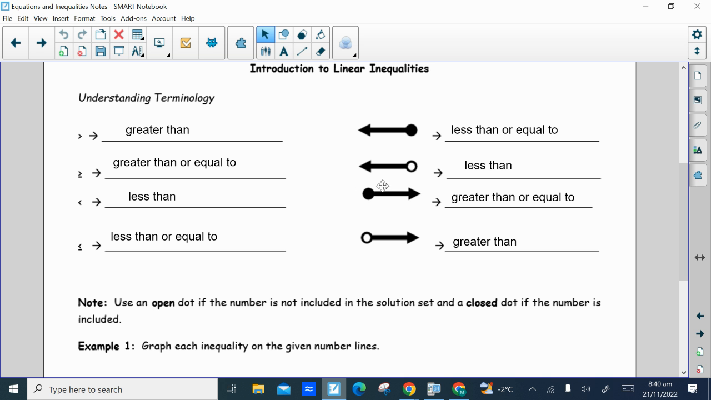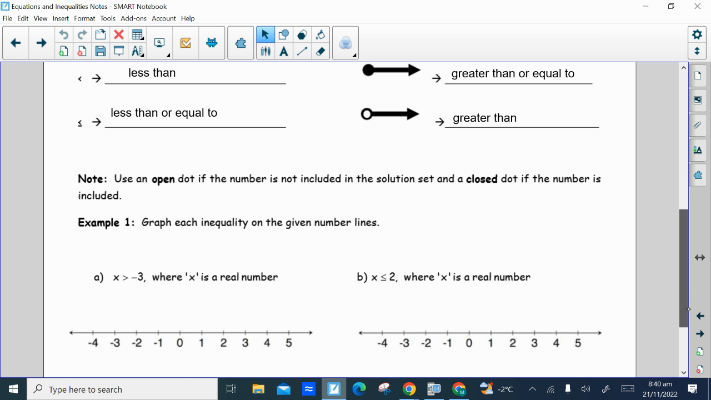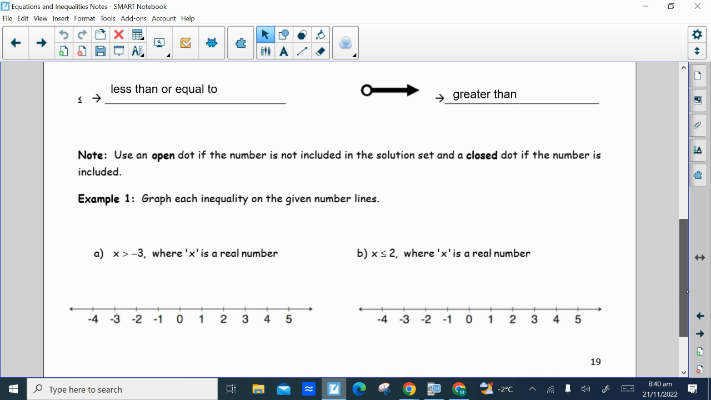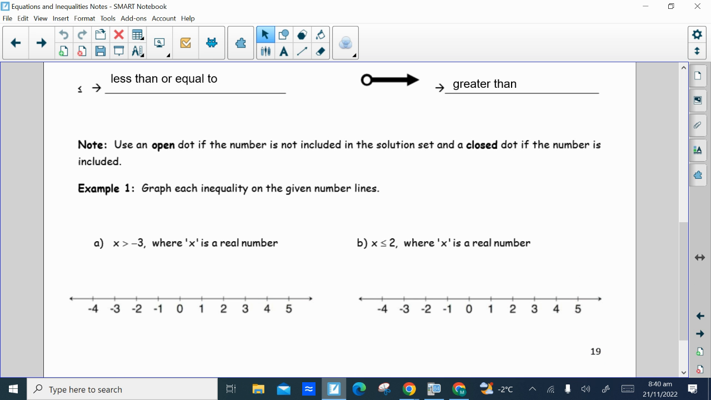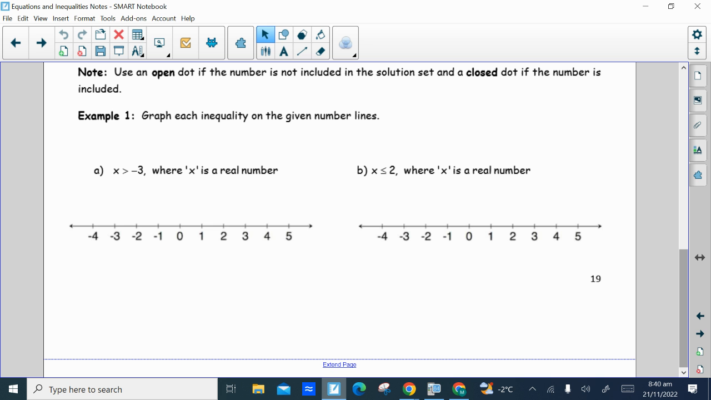This next one, because it's going to the right, it's greater than, and because the circle is colored in, greater than or equal to. The last one, it's going to the right, which again is greater than, and because the circle is not colored in, it is not equal to the beginning value. So again, we use an open dot if the number is not included in the solution set, and a closed dot if the number is included. So just some practice graphing inequalities, and then again we'll get into actually solving them.